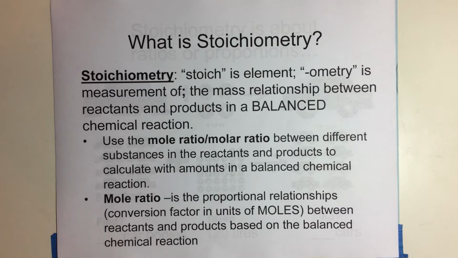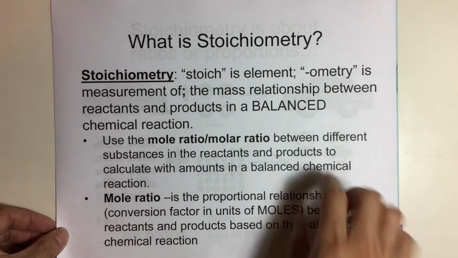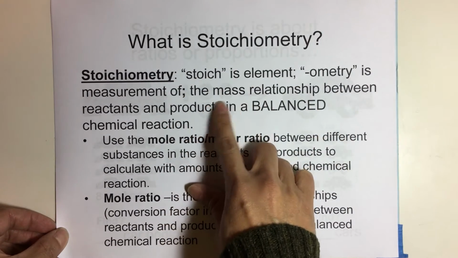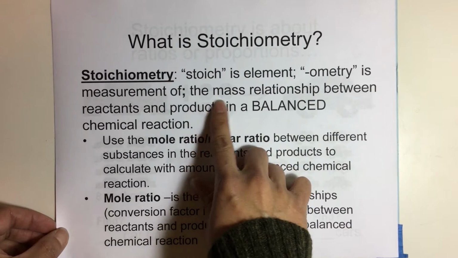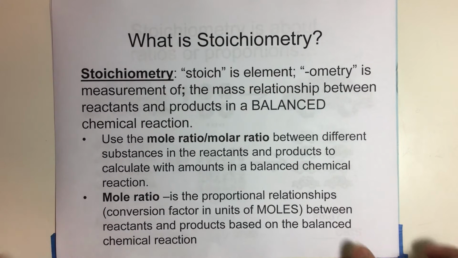Stoich means element, ometry is a measurement of, just like geometry, trigonometry. Those are measurements of different shapes or angles. So stoichiometry is a measurement of the element and the amounts of the element. The technical definition for stoichiometry is a mass relationship between reactants and products in a balanced chemical reaction.